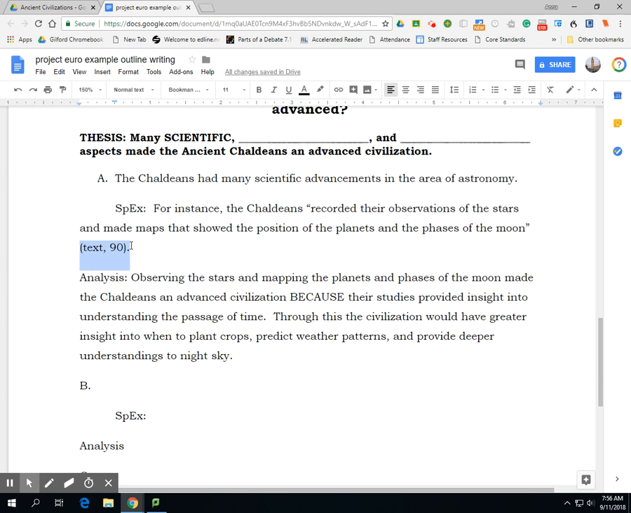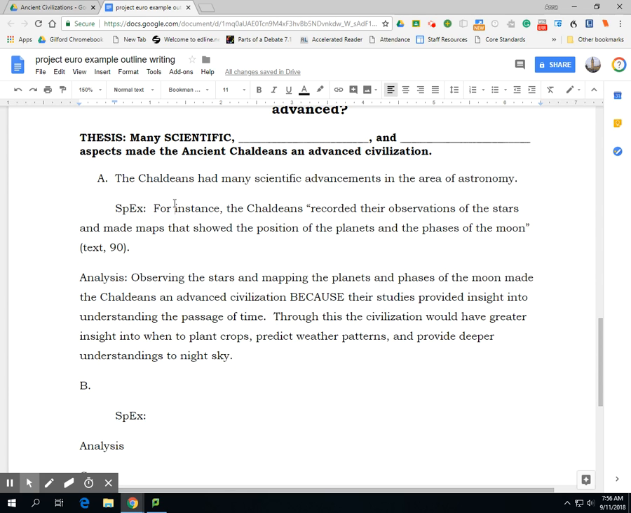Now, as another noted formative noticing that I had, some of you put the page number, the paragraph number, the line number. You don't need to do that. In this case, it is just text and the page number. Remember what I told you for the social studies classes, our textbook will just have you put text. If it was another book, you would put the author's last name and the page number. This is MLA format, and this is the format we use in social studies. Okay, so I've chosen my specs.